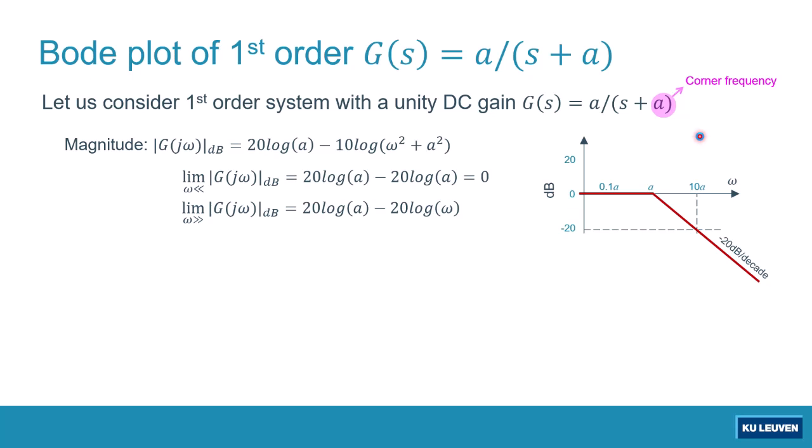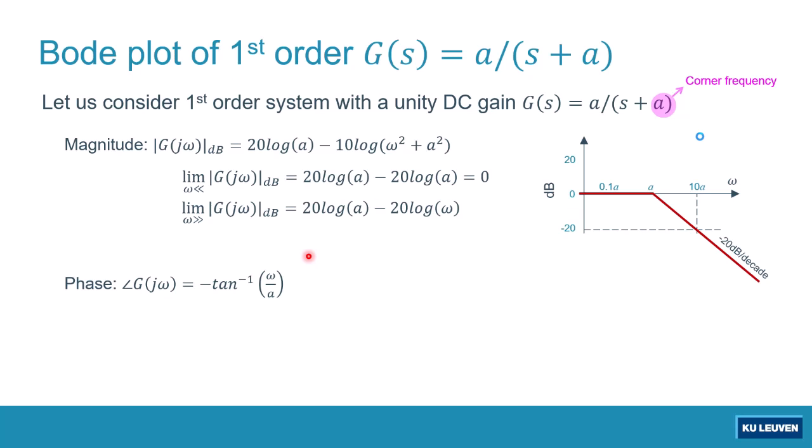What about the angle? Same as before. After I replace the s here with j omega, the angle will be equal to the angle of the numerator minus the angle of the denominator. The numerator only contains a real number, so the angle of the numerator will be equal to 0, minus the angle of the denominator. The denominator contains j omega plus a. The imaginary part is omega, the real part is a. So the angle will be equal to minus inverse tangent of omega over a.